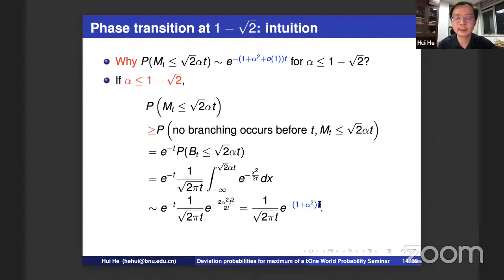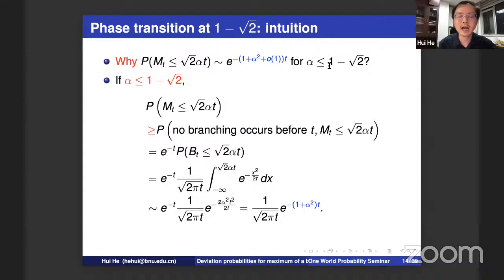So you can see that this is exactly the same as what was obtained by Dahida and Shi. So this means our intuition is right. It's right that if alpha is very small, then to get the right decay of this probability, you just assume that no branching occurs before time t. This is just the intuition.